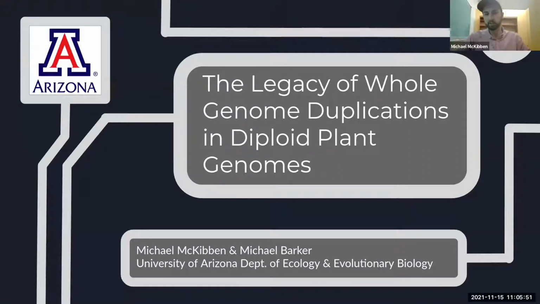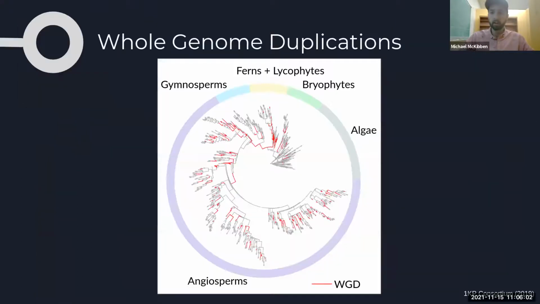All right, thank you very much for the introduction. To sort of repeat a little bit, today I will be discussing with you the legacy of genome duplications in diploidized plant species. Across plants, particularly angiosperms, ancient whole genome duplications are a surprisingly common event. For example, this is a phylogeny for the 1KP project, and every little red branch you see represents an ancient whole genome duplication on the phylogeny.